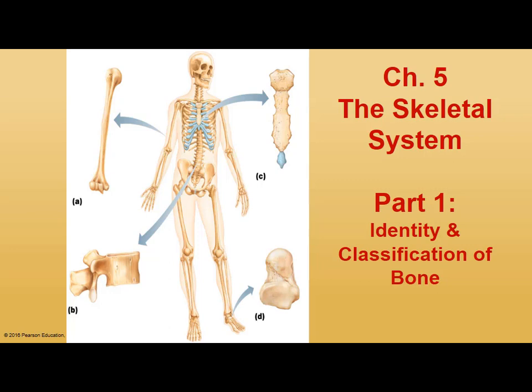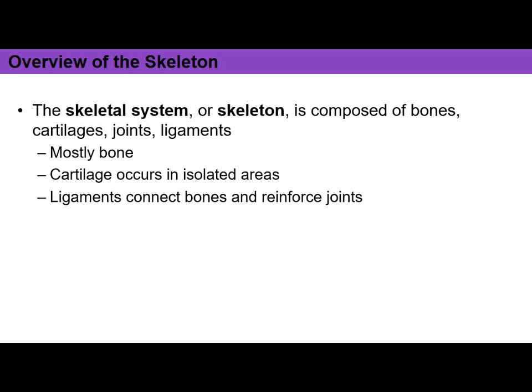So this is our intro to the skeletal system. We're going to look at the identity and the classification of different bones of the skeletal system. So starting off with the overview. What we need to make sure that we understand is when we talk about systems of the body, the skeleton is an actual system, and it's a system because it's made of more than one thing. When we look at the skeleton, it's composed of bones, cartilage, joints, ligaments, all of the above all together.